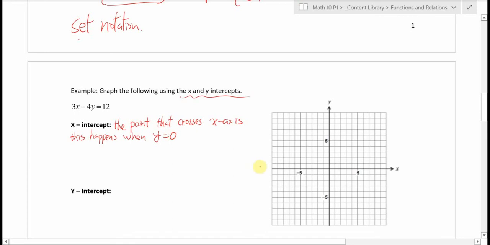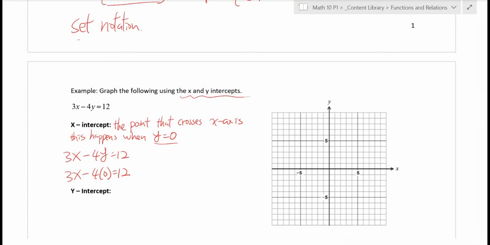Again, the point that crosses the x-axis is the x-intercept. It happens when y equals 0. Notice all the y values on this line would be 0. So that's the key to find the x-intercept, because we already know y equals 0. So we have this equation. Now instead of writing y, we can change y to 0, because we know it happens when y equals 0. Now I can solve for x. You can see we only have one single variable left.